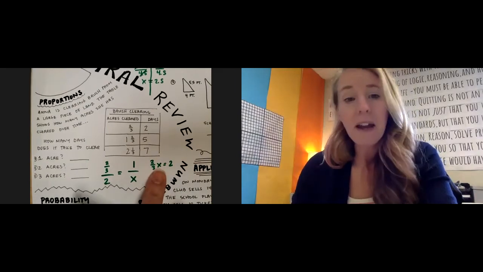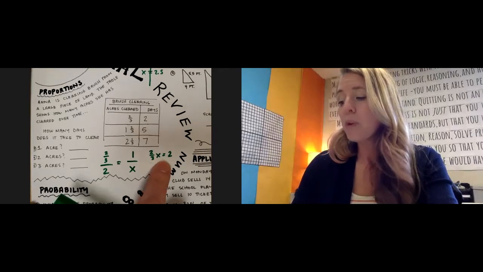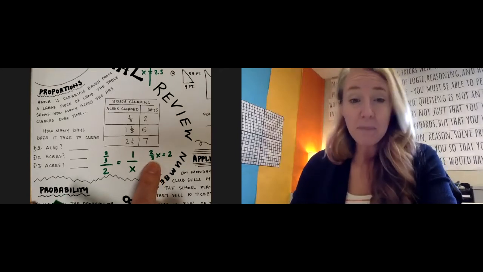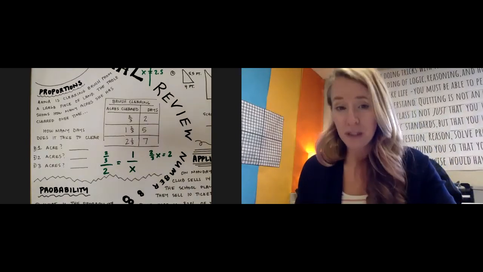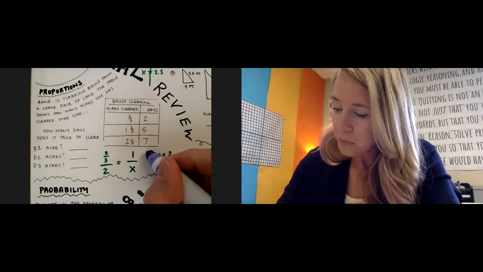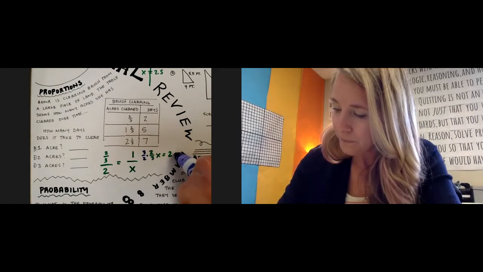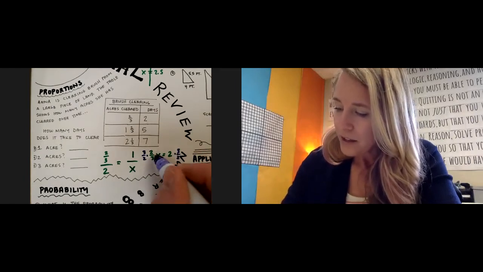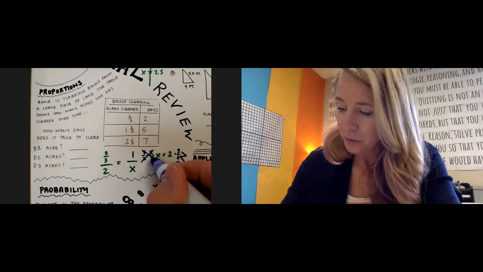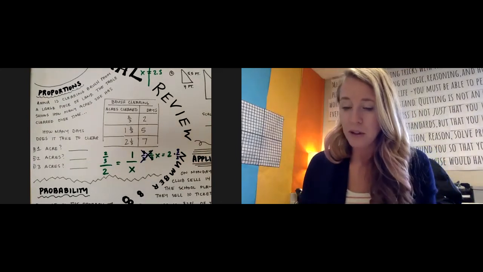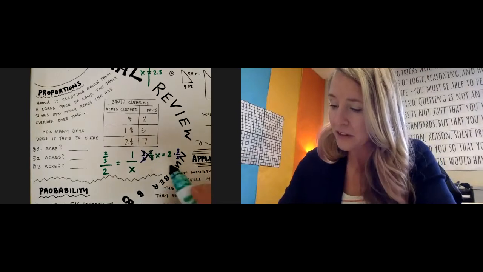2/3 X equals 1 times 2, which is 2. Now I just have to get my X all by itself. Well, when it's beside it, we divide, right? Dividing by 2/3 is actually the same thing as multiplying by the reciprocal. So if I multiply by 3/2, my 2's cancel out and reduce. 2 divided by 2 is 1. 3 divided by 3 is 1. So that's why we use that scale so that we can get rid of it.